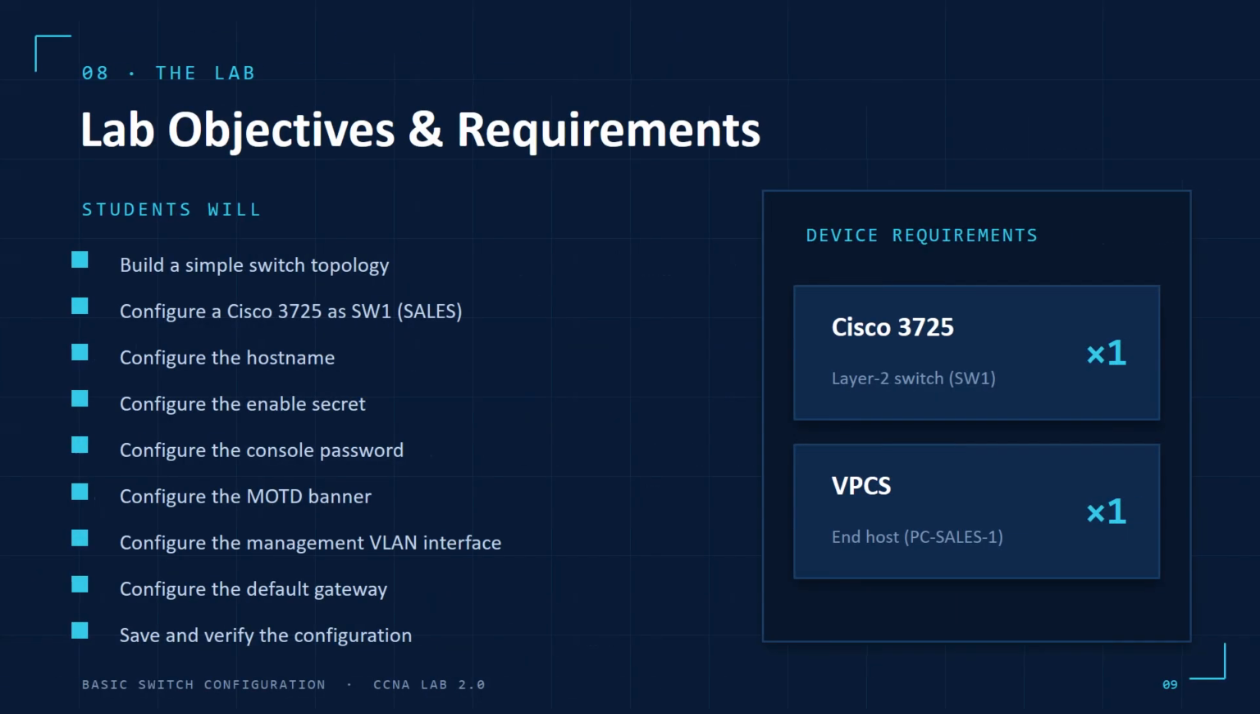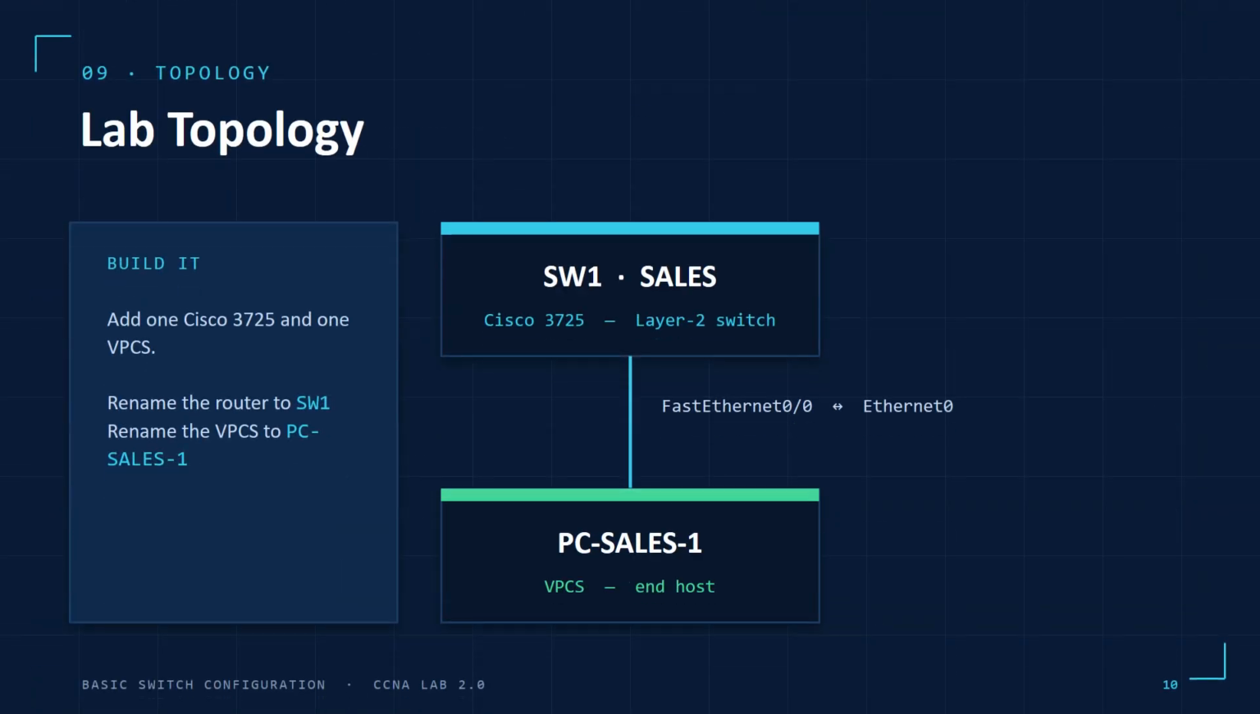The lab requires students to build a simple switch topology and configure a Cisco 3725 as SW1, also identified as sales. Tasks include configuring the hostname, enable secret, console password, MOTD banner, management VLAN interface, and default gateway, then saving and verifying the configuration. The device requirements are 1 Cisco 3725 Layer 2 switch and 1 VPCS with hostname PC-sales-1. The topology uses SW1, identified as sales, as a Cisco 3725 Layer 2 switch. FastEthernet 0/0 connects to Ethernet 0 on PC-sales-1, the VPCS end host.